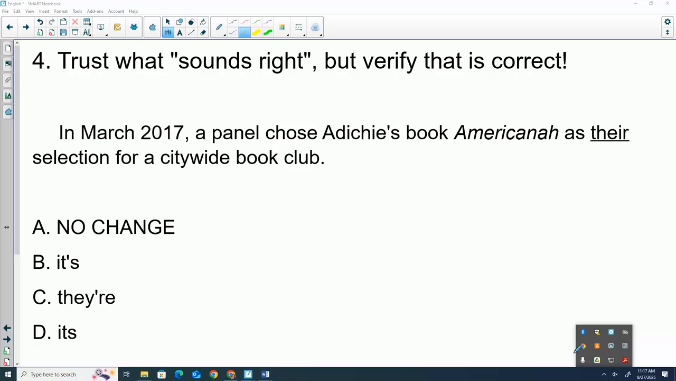Who chose here? What's my subject here? Panel. Okay. So, panel. Is that a person or is that a thing? Here, it's a thing. So you wouldn't say there. What would you say? It's. Okay, what's the difference between it apostrophe s and its? Yep, that means it is. We want its. Try another one.